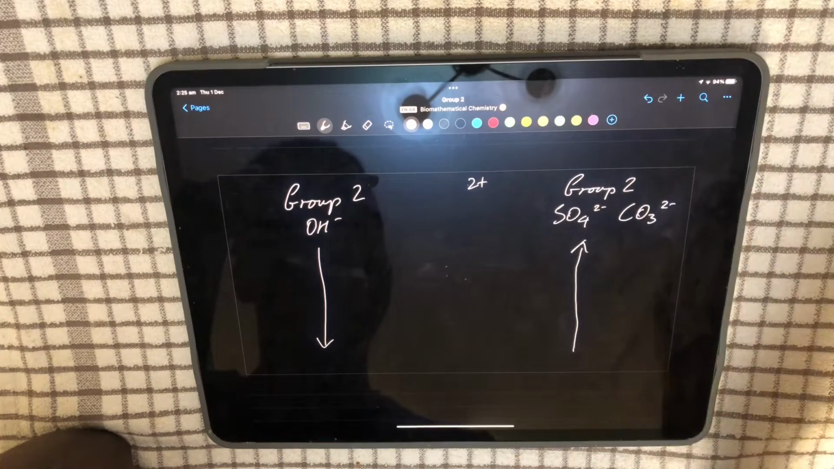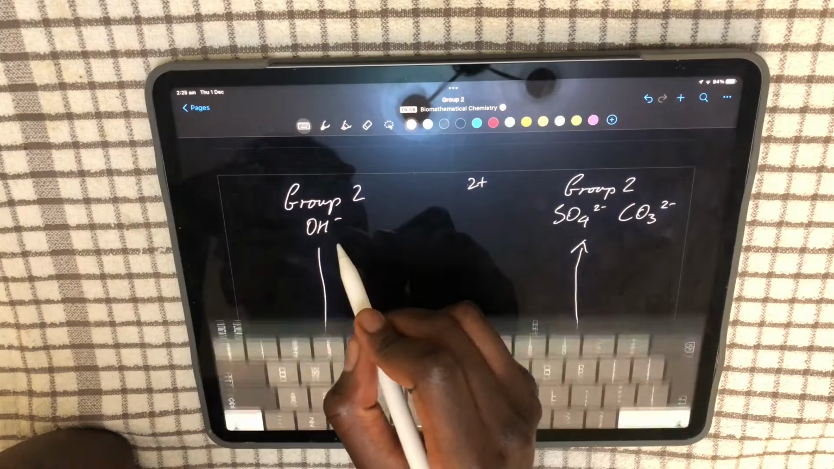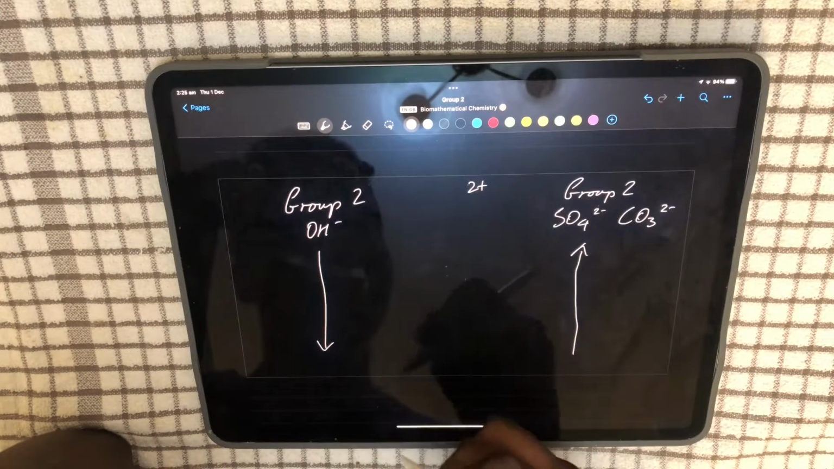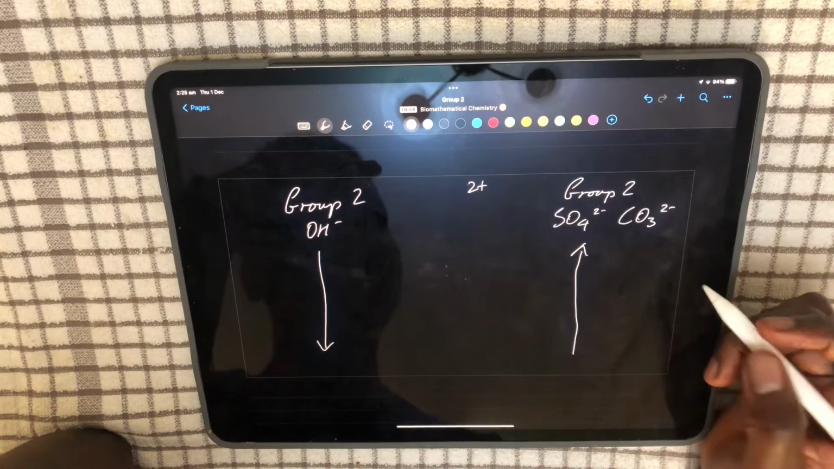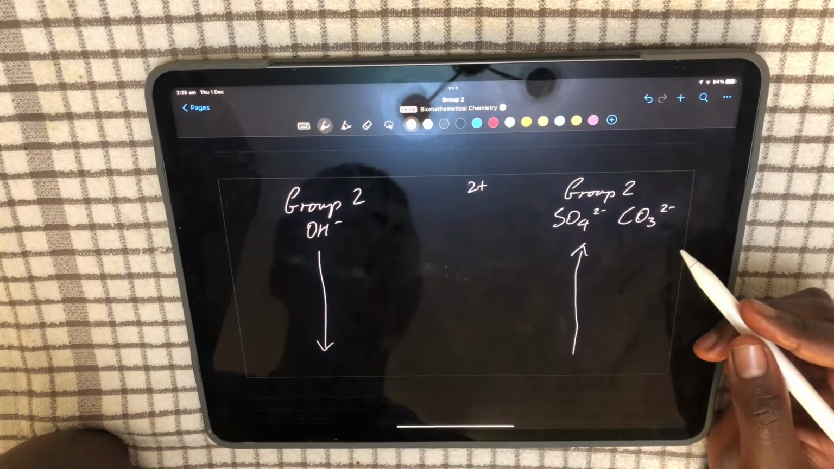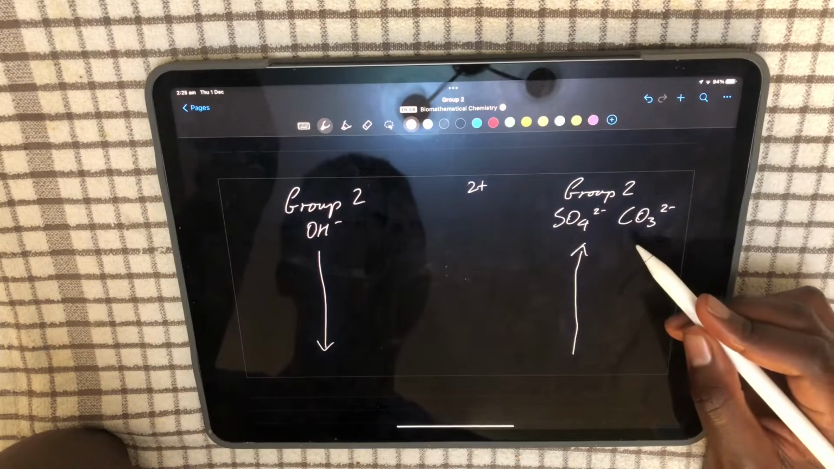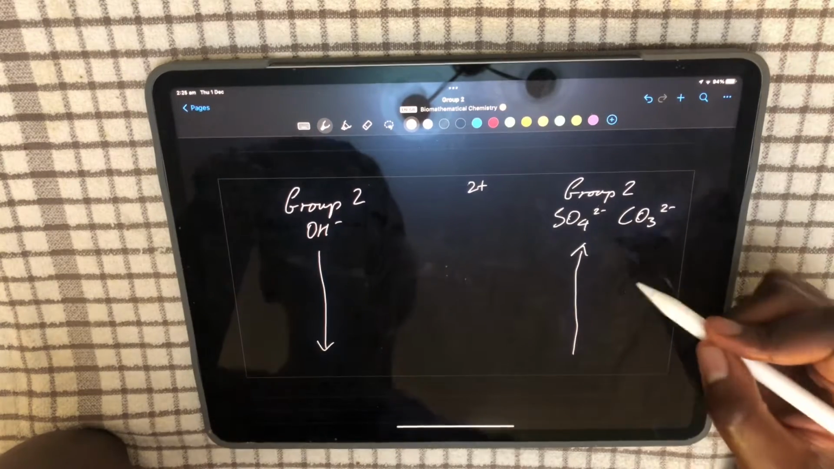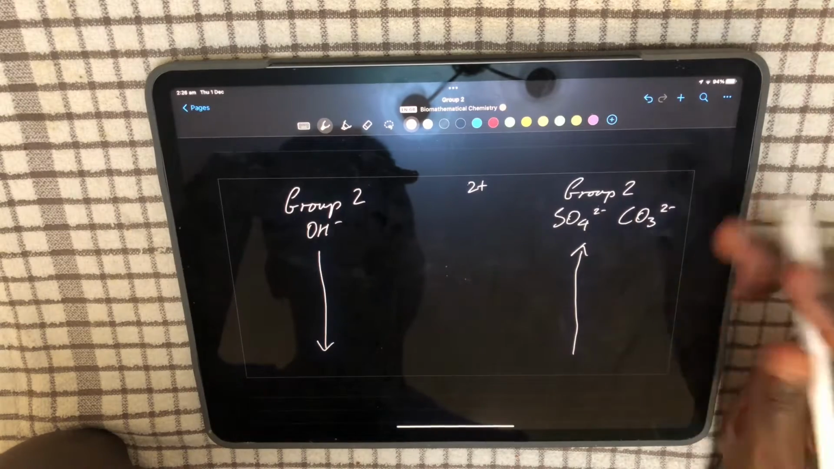All you need to know is that the solubility of hydroxides, so 1 minus charged ions, generally increases as you go down the group. But the solubility of 2 minus charged ions would increase as you go up the group. It'll be a compound, right? Hydroxides or sulfates or carbonates. So metal sulfates and metal carbonates increase in solubility as you go up the group, and that's it.